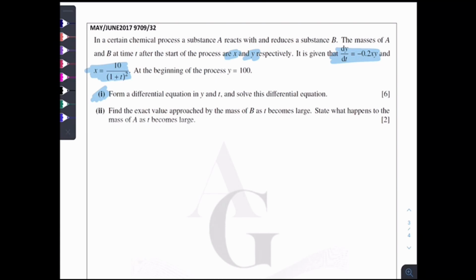So for part 1, you are asked to form the differential equation in terms of y and t only, and only then do you need to solve this differential equation. We are not looking at the second part, but this first part. You need to form a differential equation in terms of y and t only. So the differential equation given here is in terms of y, t, and x. Let me jot this down. The dy/dt here is given as negative 0.2xy. So in this differential equation, there are 3 variables: y, t, and x.